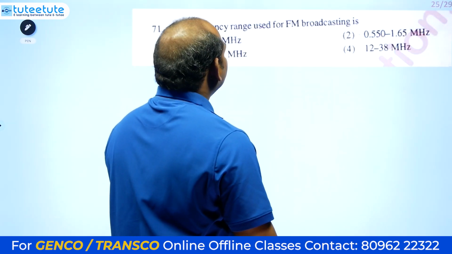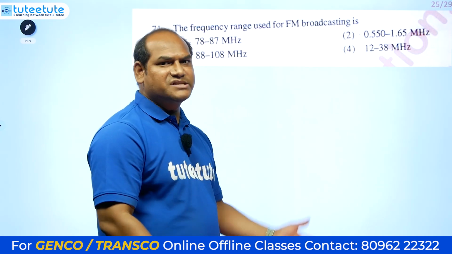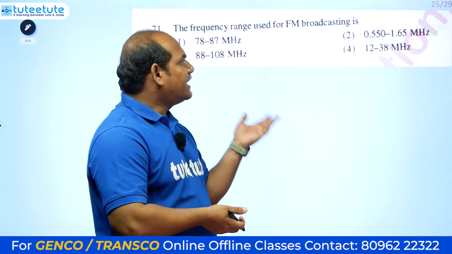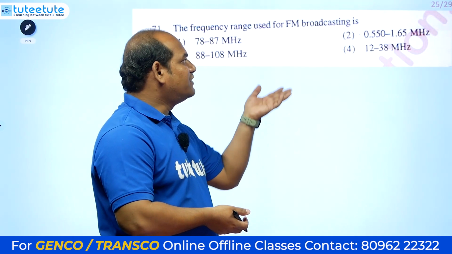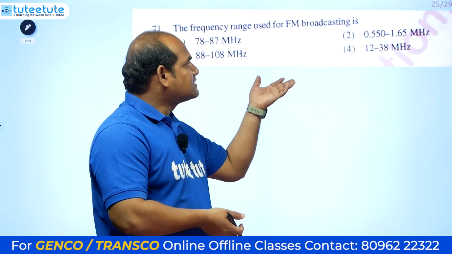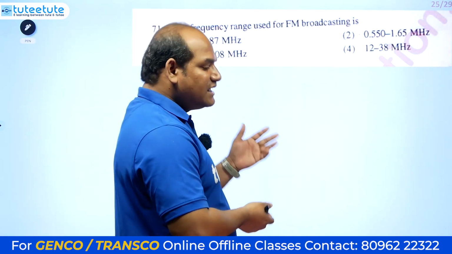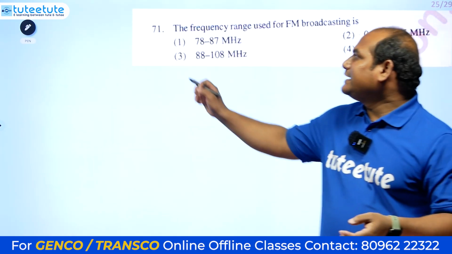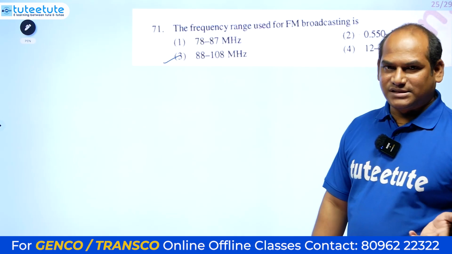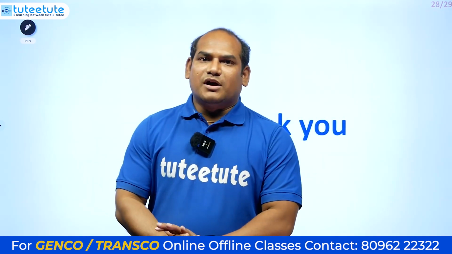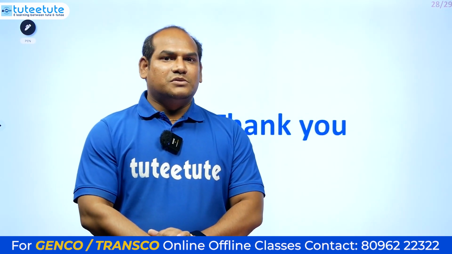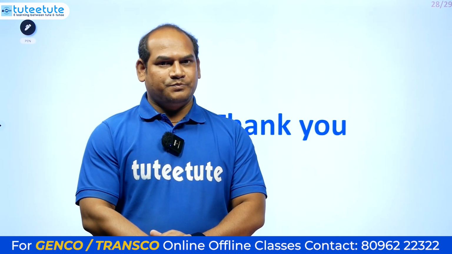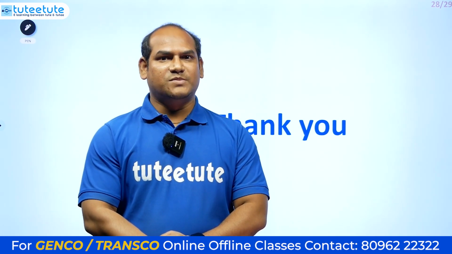Next, the frequency range used for FM broadcasting. It is a very general question. For AM and for FM, you need to know the frequency ranges. Daily we are listening to FM channels. If you observe, its frequency range is between 88 megahertz and 108 megahertz. So with this we have completed the questions related to electronics in the TS GENCO 2015 question paper. Okay, all the best. Thank you.